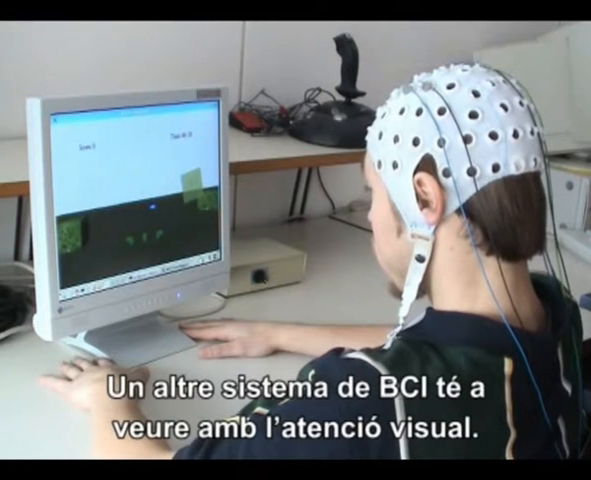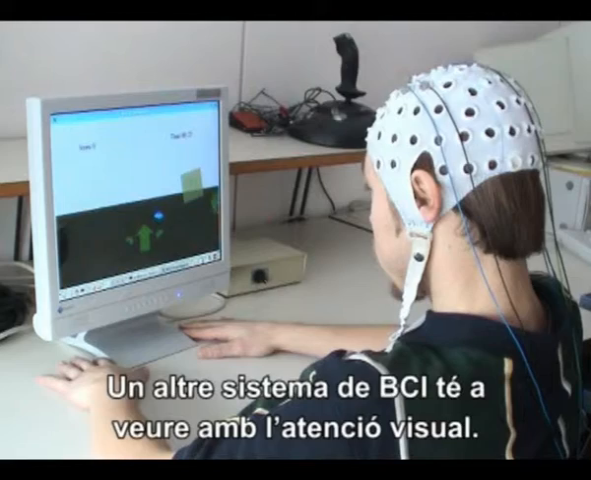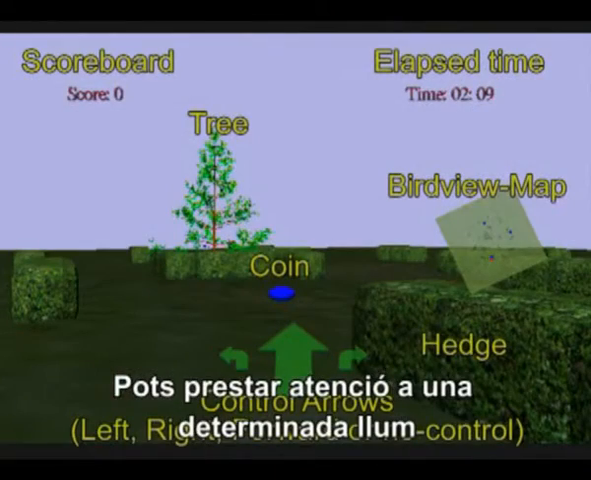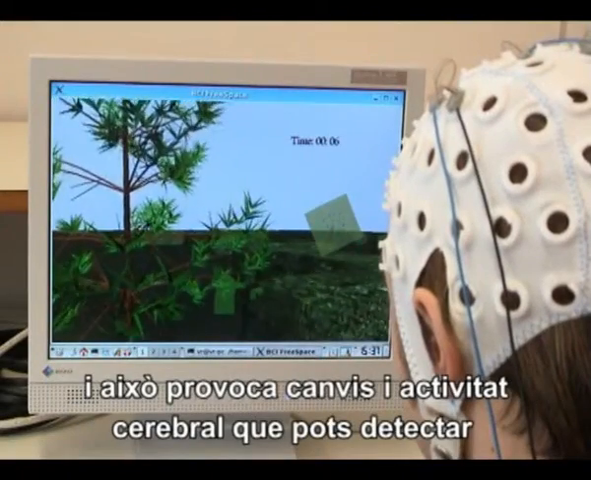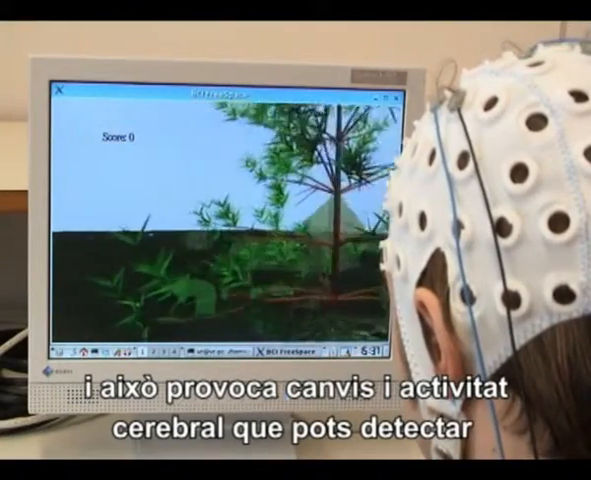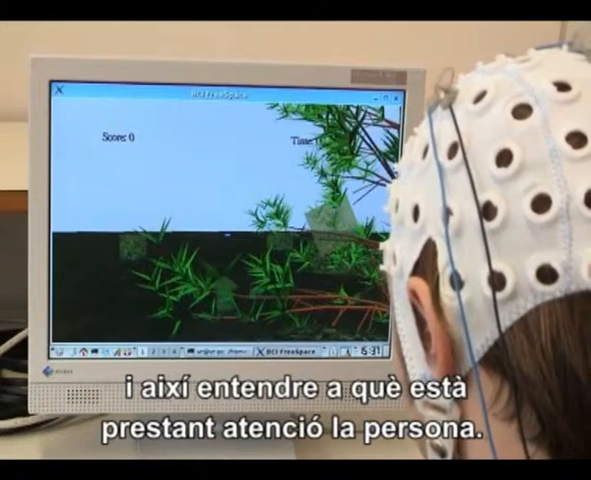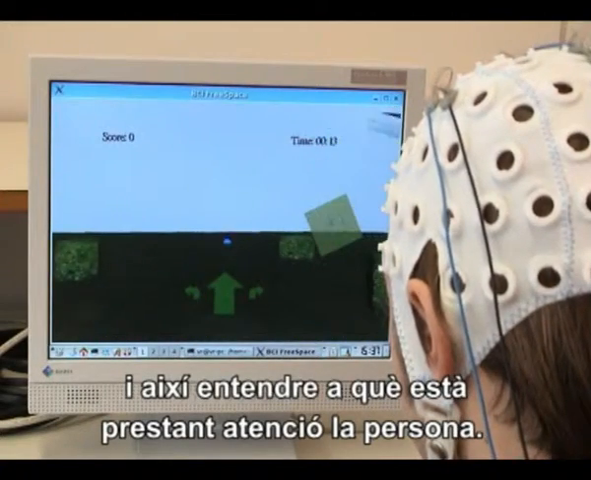Another type of BCI involves visual attention. You can pay attention to certain lights that might flicker very quickly or flash periodically, and that also produces changes in brain activity that you can detect, and then you can figure out where someone is paying attention.